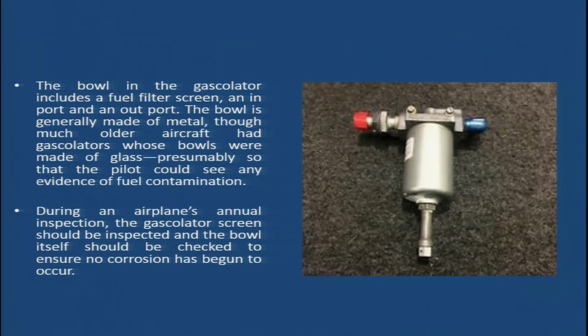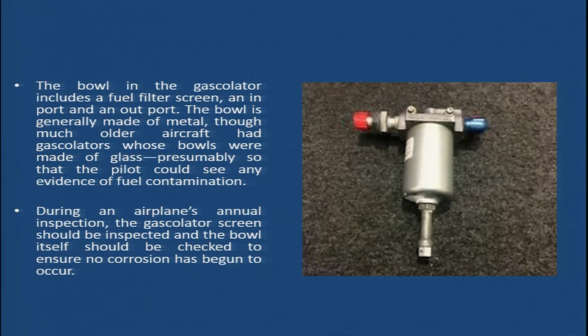The bowl is generally made of metal, though much older aircraft have gascolators whose bowls were made of glass so that the pilot could see any evidence of fuel contamination. So mostly the gascolators have bowls made of metal, but in some of the versions we had glass bowls, so that contaminants could be easily detected.